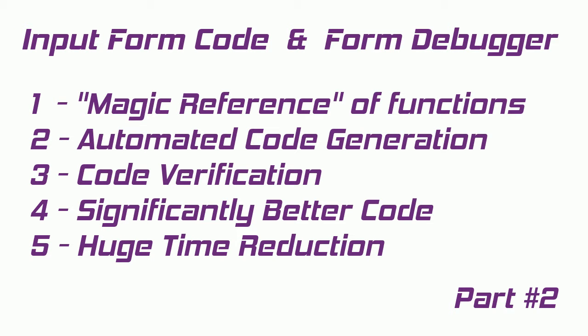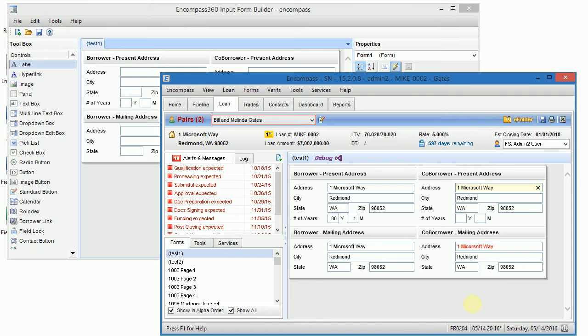Alright, this is the second part of the tutorial on how to use Form Debugger to write input form code, and it will also touch on the magic reference that you have inside Visual Studio, as well as automated code generation, code verification, and how you can create significantly better code in significantly less time. Now let's go back to the form we left in the previous demo.